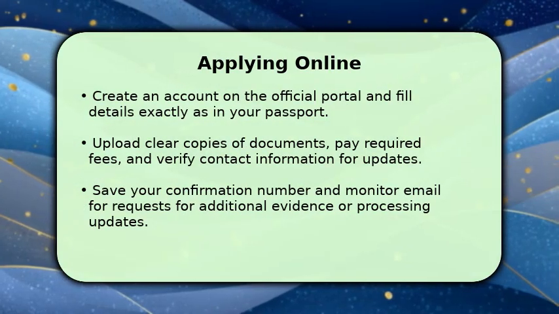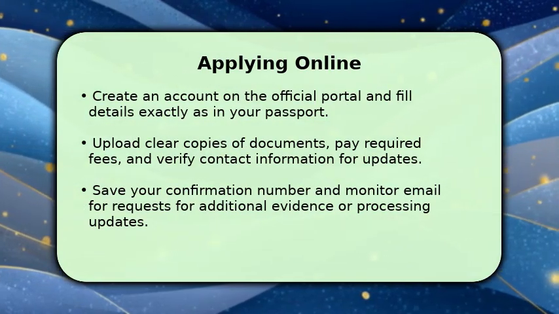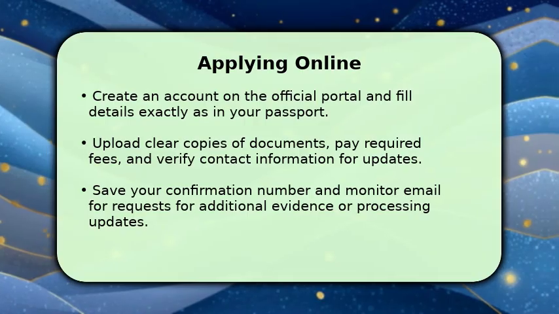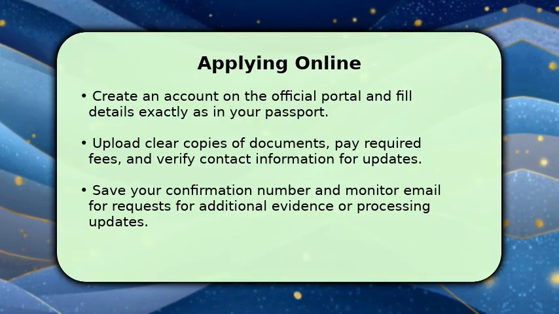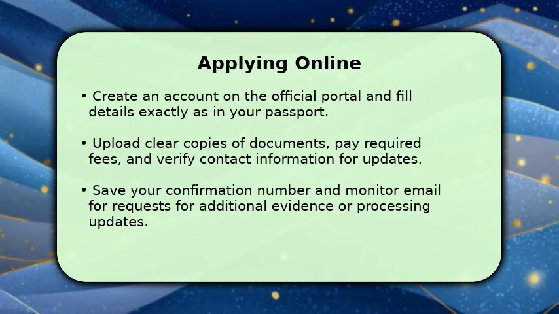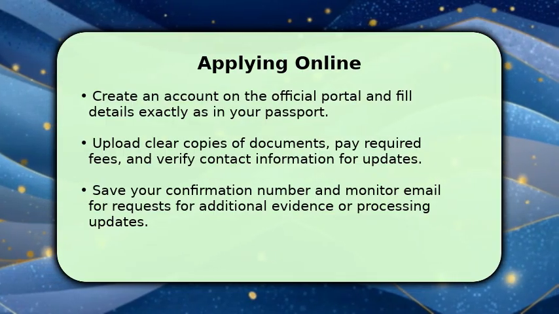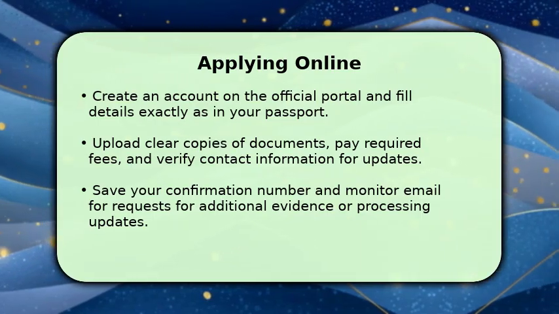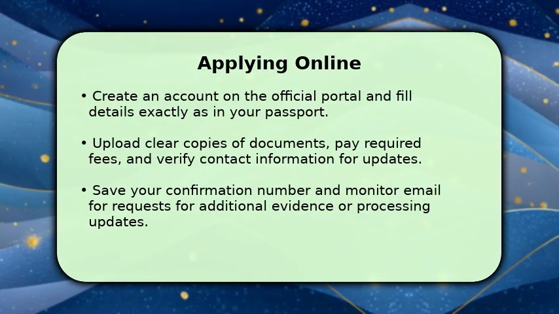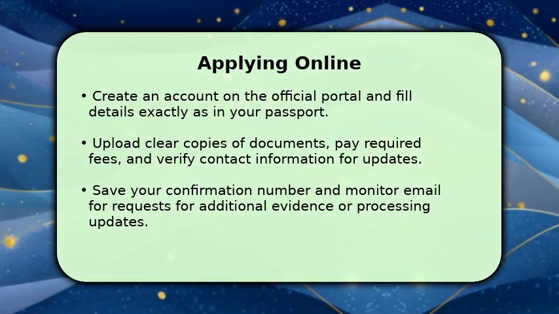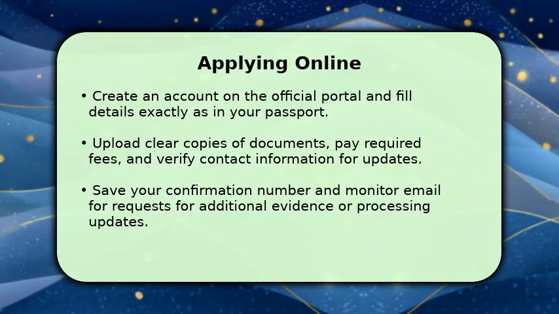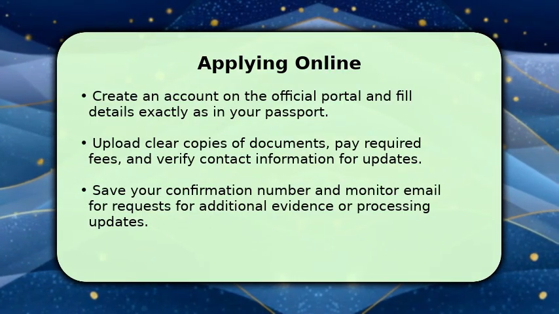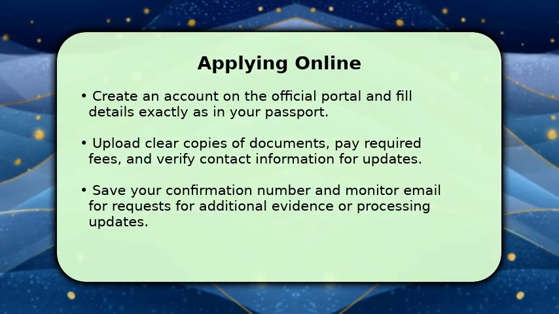Create an account on the official visa portal and complete the transit visa application carefully. Enter personal details exactly as shown on your passport and add flight and itinerary information. Upload clear copies of required documents and pay any fee with a card or accepted method. Review every field for accuracy, submit the application, and save your confirmation number for tracking and future correspondence. Expect an email with processing updates and be ready to answer requests for extra information quickly.